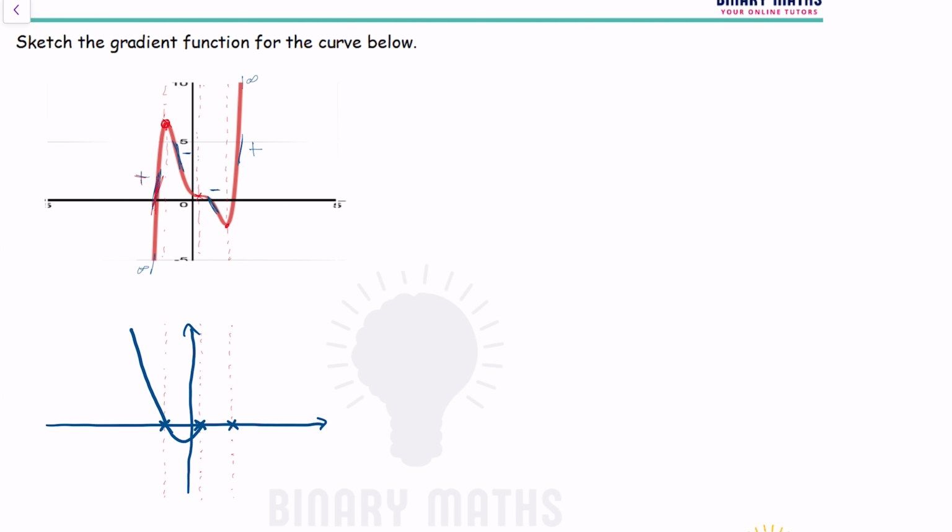The next part of the graph will go again below the x-axis. So it's going to go something like this. The last part of the graph is positive. Gradient is positive, so it's going to be above the x-axis. So it ends up there. And this is labeled as the gradient function, which is y is equal to f dash of x.